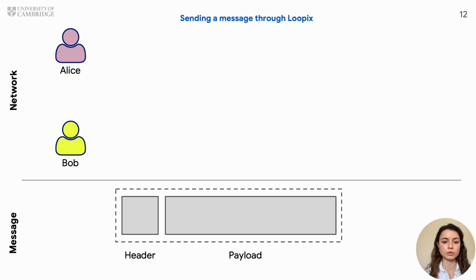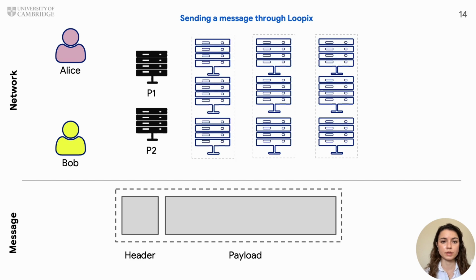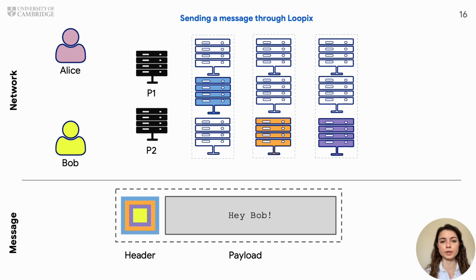Loopix architecture looks like this. There are these special kinds of nodes called provider nodes, and they serve as inboxes and outboxes for users. And then there are multiple layers of mix nodes that relay the messages. When Alice wants to send a message to Bob, she picks one node from each of the relay node layers and creates a header that is encrypted in layers, where each layer can be decrypted by one of the nodes in the message path.